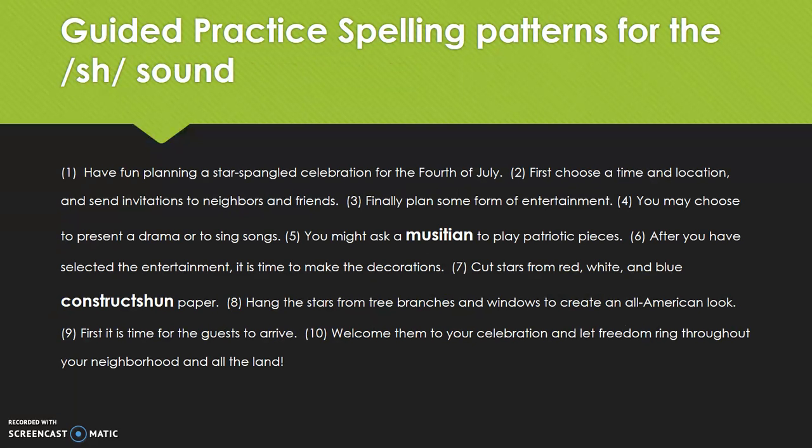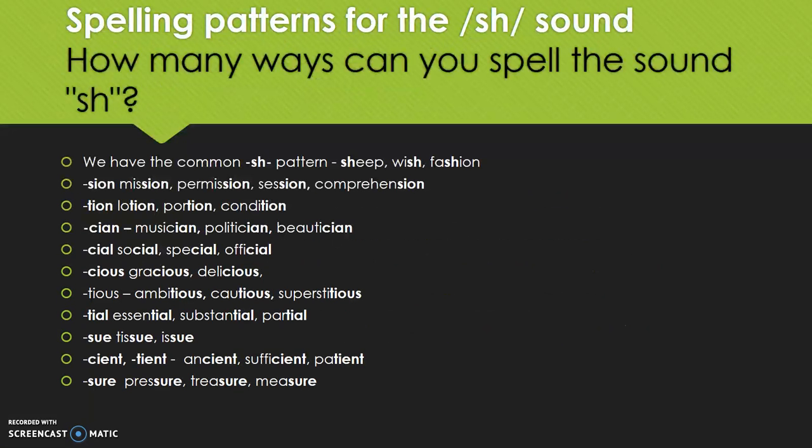All right, students, we are back together on page 190 at Freedom Rings, and we're looking for the words that are misspelled that have the sh sound. So we see in paragraph 5, you might ask a musician to play patriotic pieces. That's number 2 on your questions. It is misspelled. Let's go back to our example here. Do you see that musician is CIAN, musician?